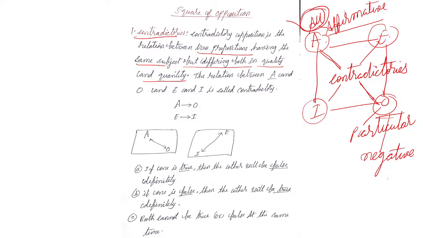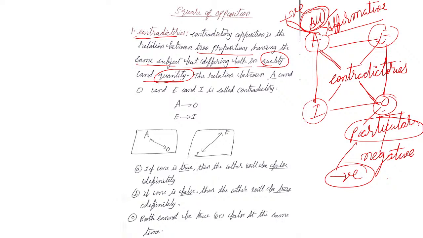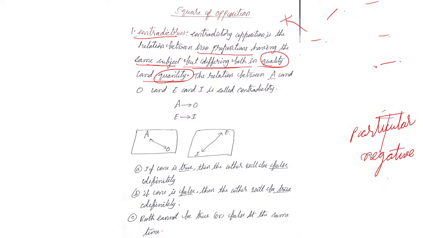That means same subject but differing in both quality and quantity. Quality means it is positive, that is, upper affirmative, and it is negative. Positive or negative are called quality, and quantity means this is universal and this is particular. I hope you understand now. That's why these two are contradictory. What are the contradictory pairs? A comma O and E comma I.